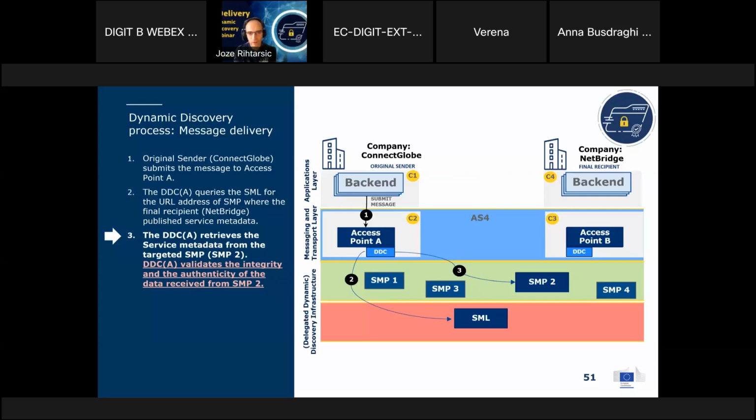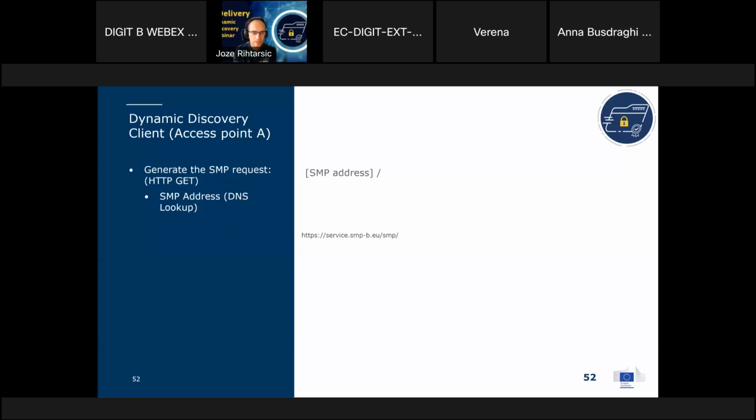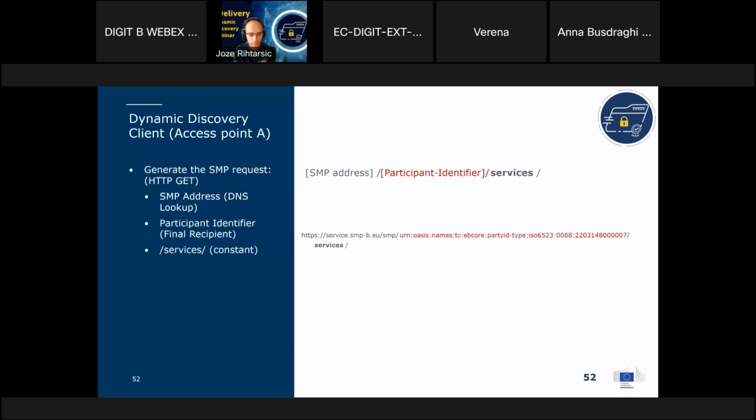And how does this query look? First, it uses the address which was retrieved from the SML. Then it appends the participant identifier. Then it puts the sub-resource services, which is defined by the OASIS specifications, and in the PEPPOL case, the PEPPOL technical specifications. And then it's the ID of the document in which the message is sent.